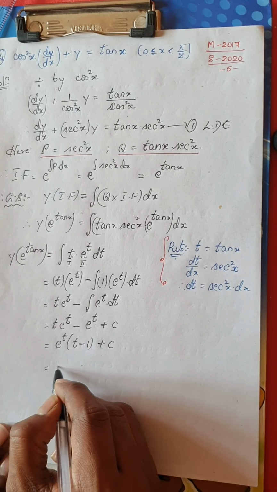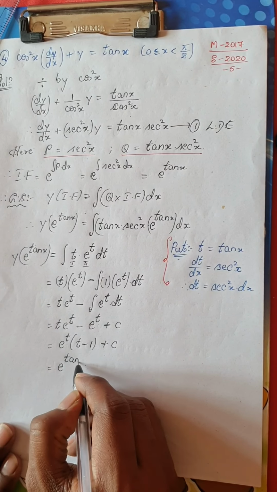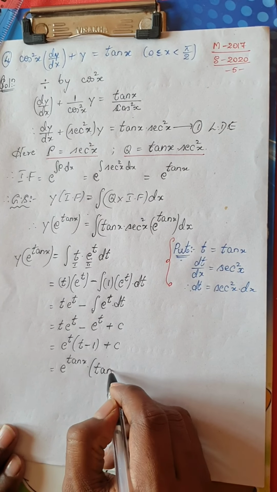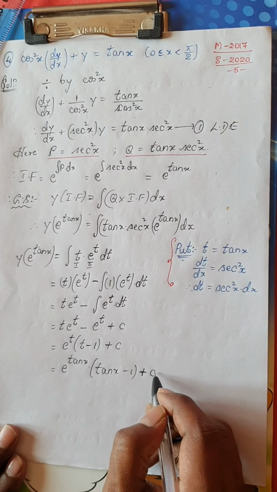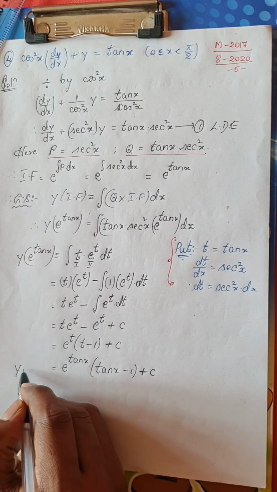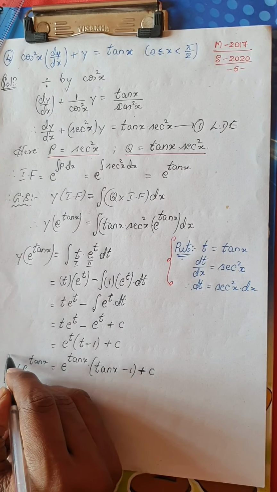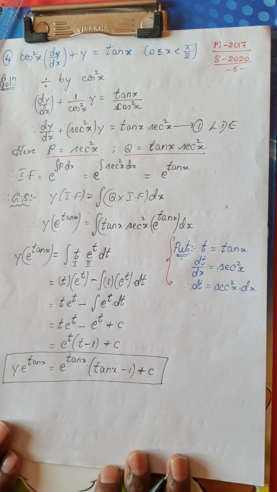So this becomes e power, replace back t, which is nothing but tan x. So e power tan x into tan x minus 1 plus c. Remember, the left hand side is y into e power tan x. You can write this as the required equation.